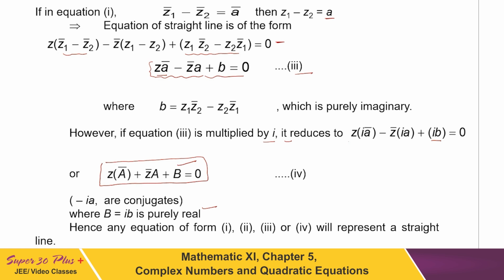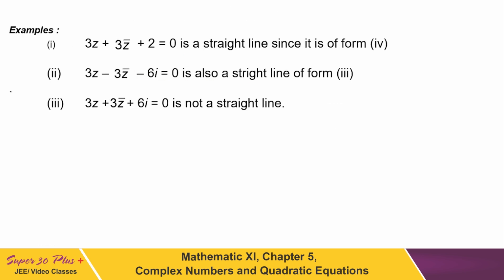Keep in mind, in this setup, if the minus sign is here, then b is purely imaginary. If the plus sign is here and the equation is in this form, z a bar plus z bar a plus b is equal to 0, then this b is purely real, because b was purely imaginary, and after multiplying by iota it becomes purely real. So students, keep in mind that equations number first, second, third and fourth represent a straight line in complex numbers.